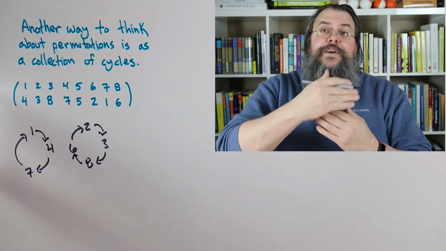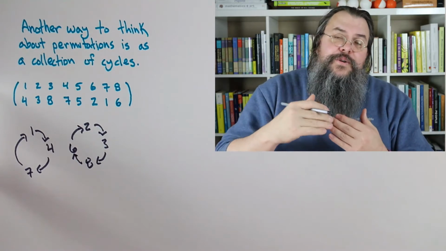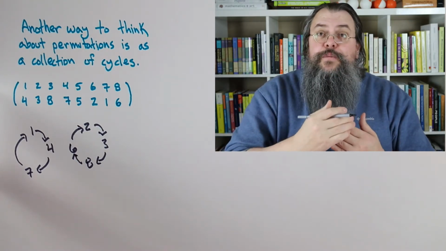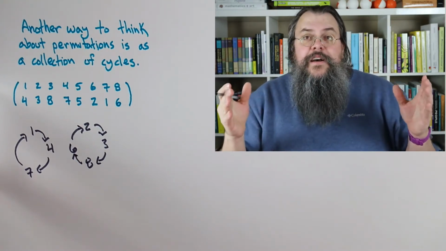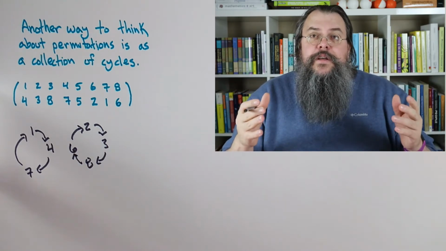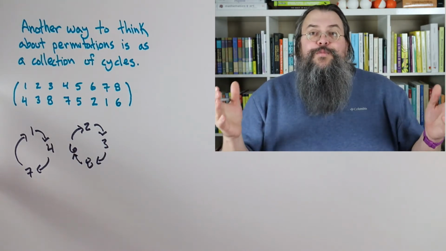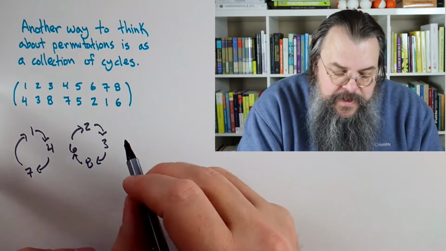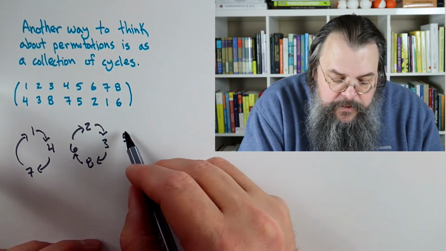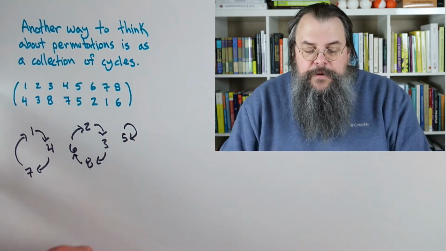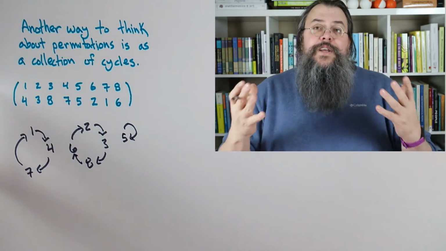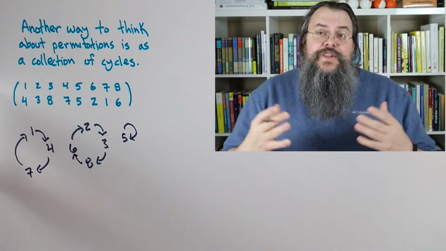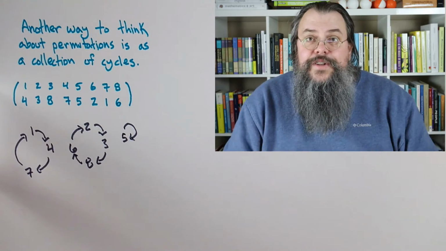Well, 5 goes back to itself. So it would be what we call a fixed point. Thinking about people standing in line, if we were to rearrange them, a fixed point would be somebody who didn't move. They're still in the same position. So 5 goes to 5. There we go. So that's how we can also think about a permutation, as a collection of cycles.